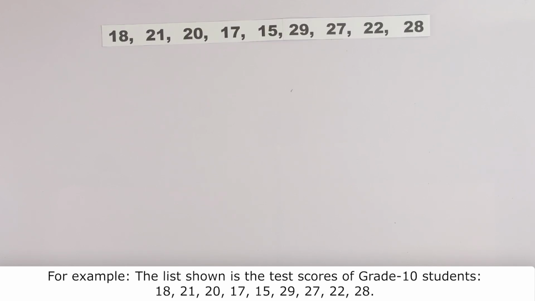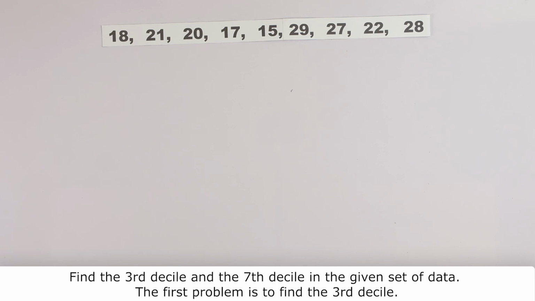For example, the list shown is the test scores of the grade 10 students. We have 18, 21, 20, 17, 15, 29, 27, 22, and 28. Find the third decile and the 7th decile in the given set of data. The first problem is to find the third decile.